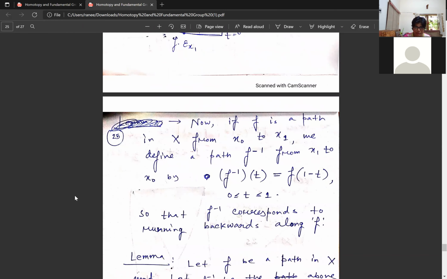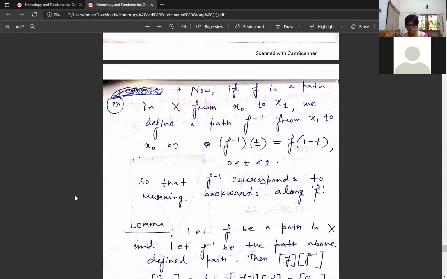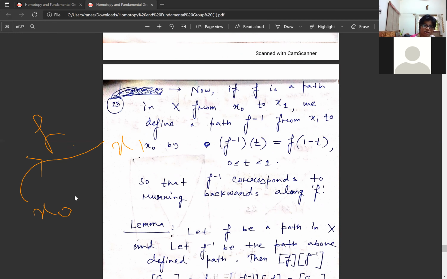Anyway, now let's go to some other context. Now, if f is a path in x from x0 to x1, we define a path f inverse from x1 to x0, right? It's just a different direction. If this is my f, from x naught to x1, my f inverse will be the same path, just in the opposite direction. So f inverse corresponds to running backwards along f.